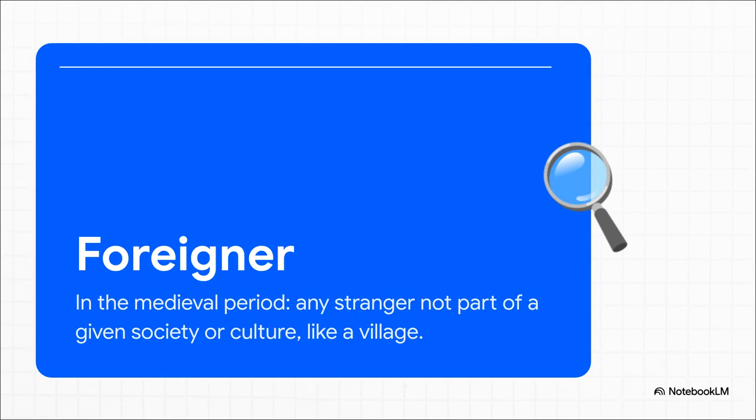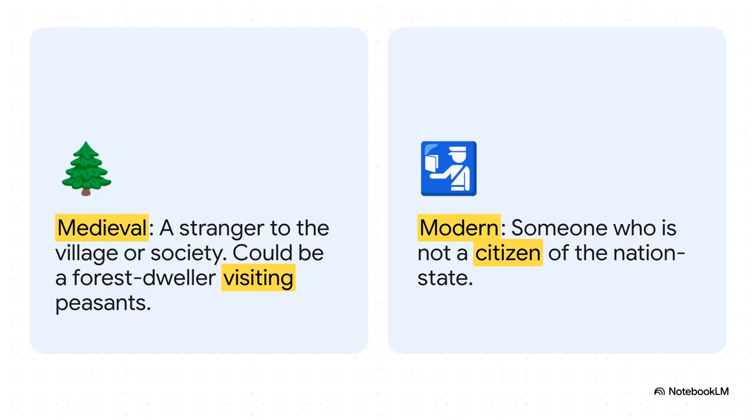Here's another word that might surprise you. Foreigner. To us, it's simple, right? Someone from another country. But back in the medieval period, it meant something way more local and personal. So get this, a city dweller might have called a forest dweller a foreigner, just because they weren't part of their immediate society. They were an outsider. But two peasants living in the same village, they wouldn't have called each other foreigners, even if they had totally different religions or social backgrounds. It was all about community, not nationality.